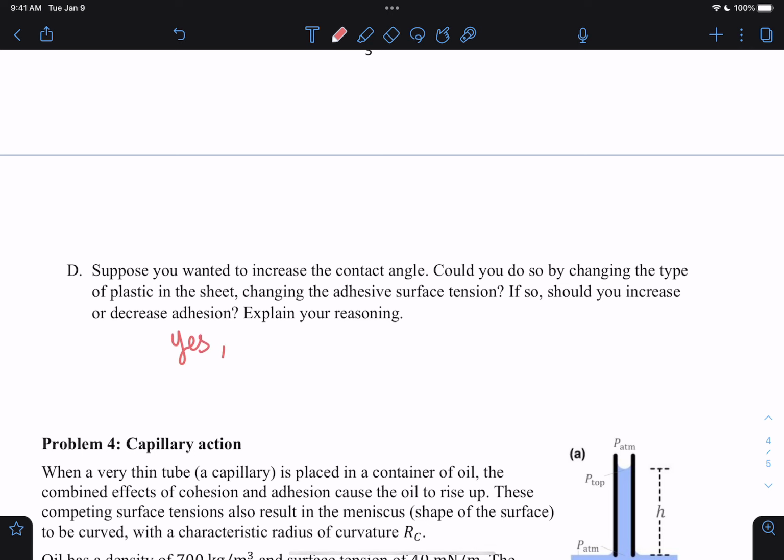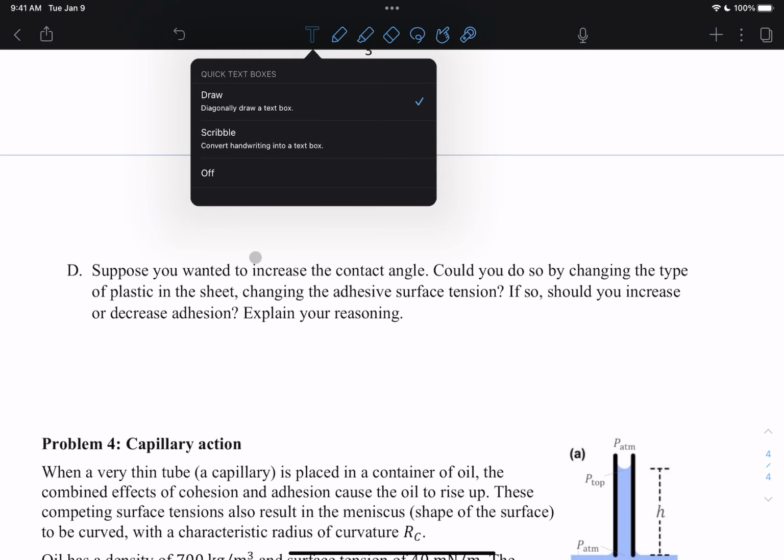So yes, we can change the type of material. Actually, you know what? Because my handwriting is not going to be the greatest when I write a lot of stuff down, let me just go ahead and type it up. I feel like that would be a lot better.